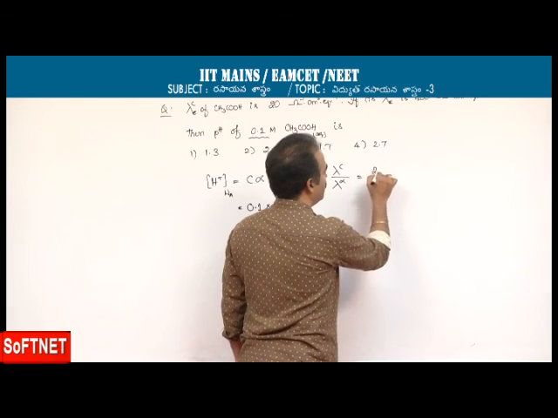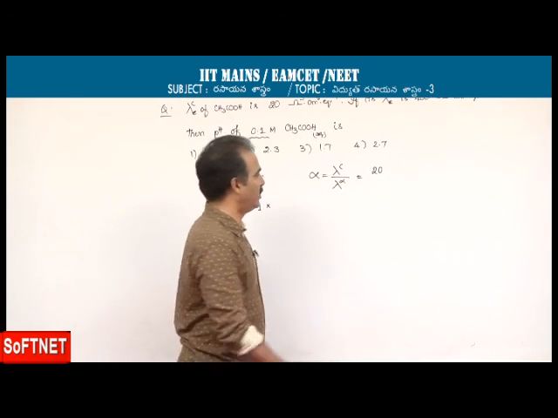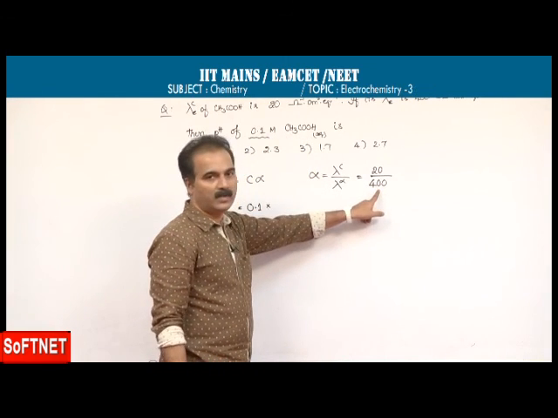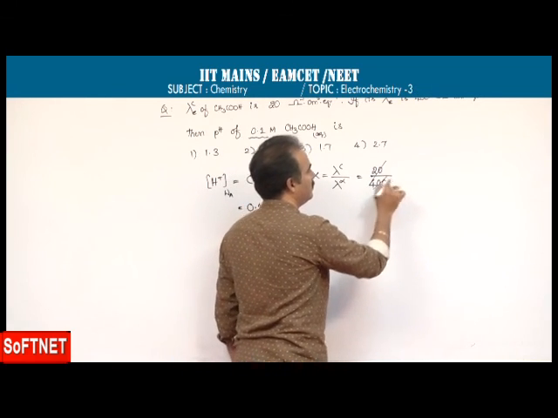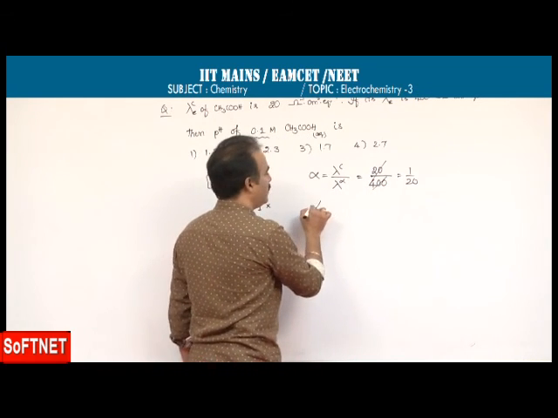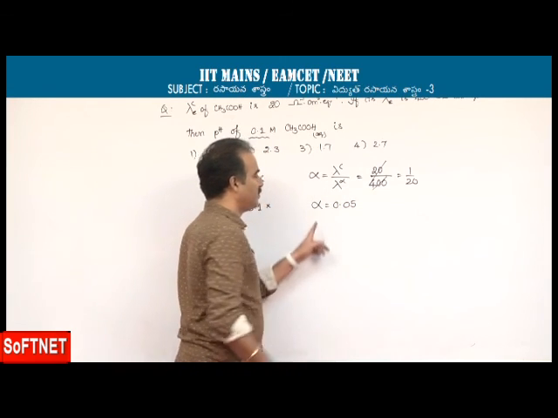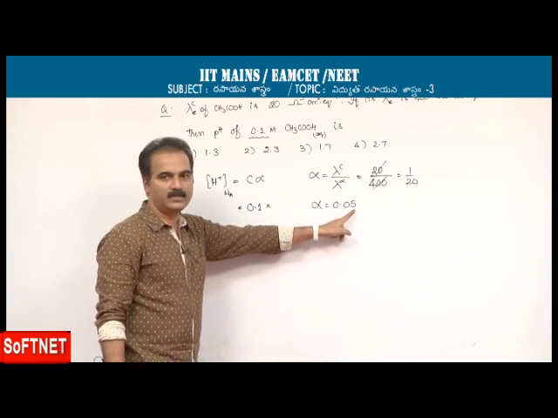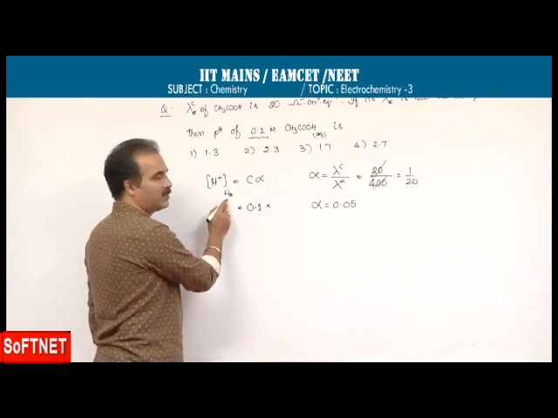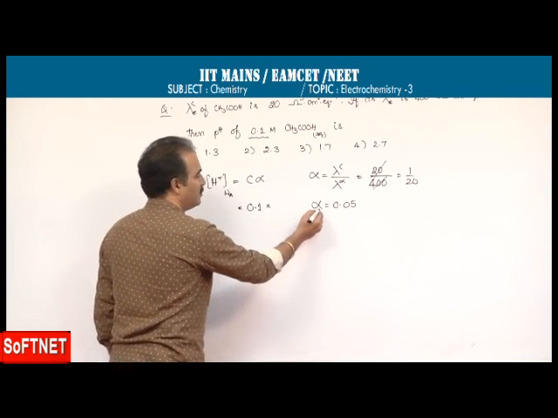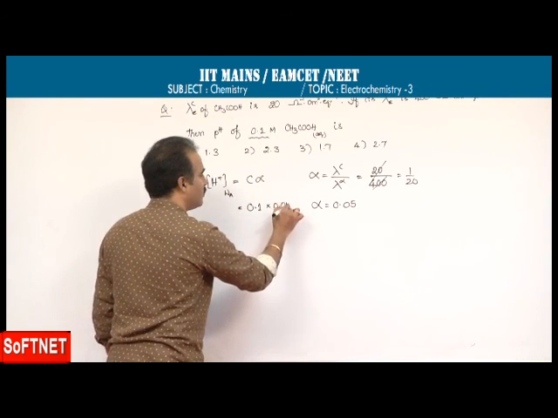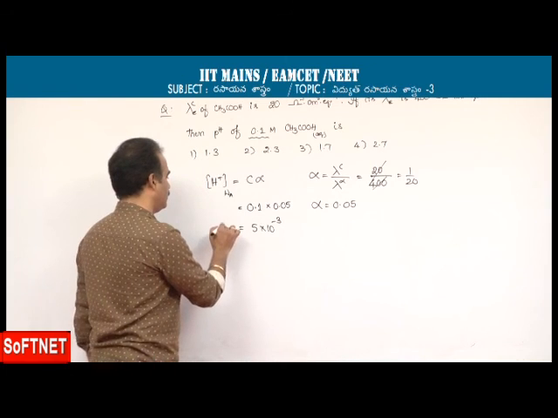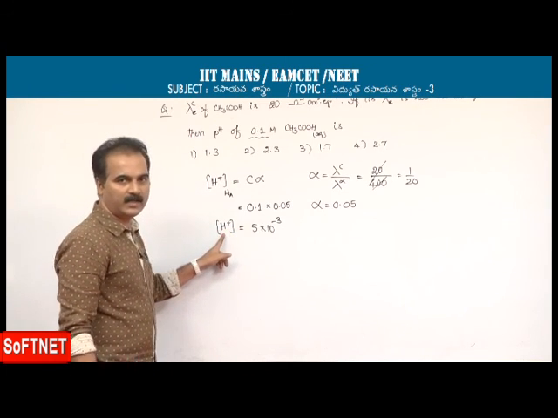What is lambda C? It is 20 ohm inverse centimeter square per equivalent, and what is lambda infinity? That is 400 ohm inverse centimeter square equivalent inverse. Simplifying this, it is 1 by 20, so alpha is 0.05, meaning this acetic acid is undergoing only 5% dissociation. Therefore, the H plus ion concentration of a weak acid is C alpha, that is 0.1 into 0.05, which is nothing but 5 into 10 power minus 3. This is the H plus ion concentration of that acetic acid solution.